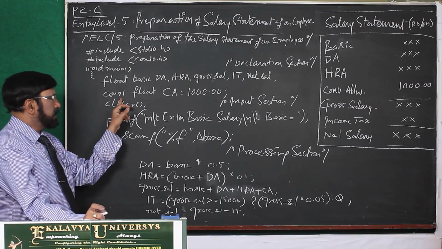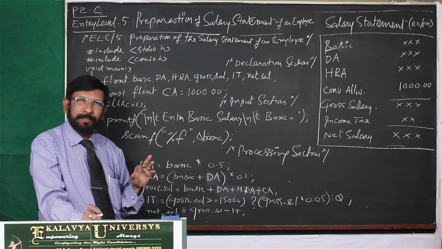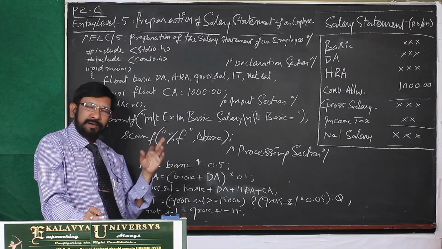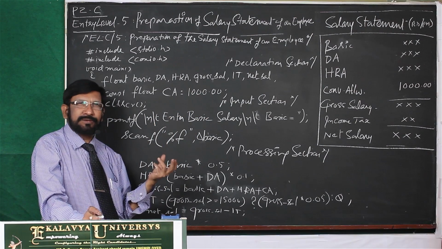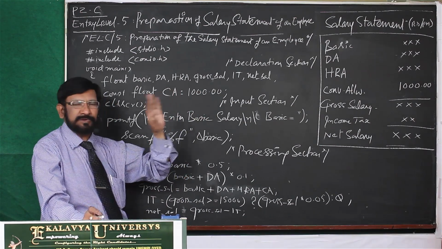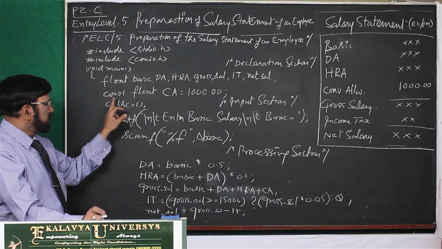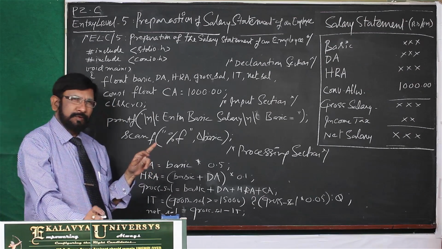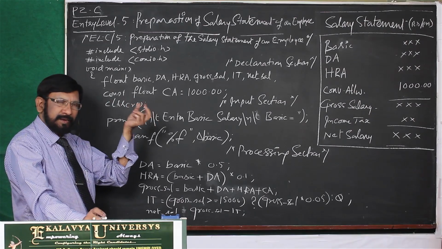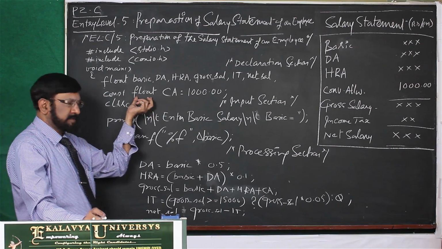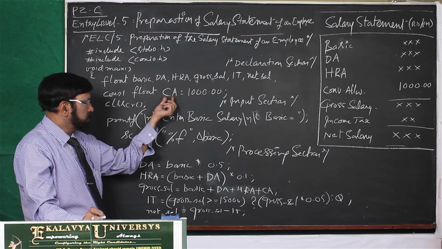Thereafter, we are declaring conveyance allowance as a constant, because it is constant for all the employees, it is fixed, it is uniform, 1000 rupees. That's why const is the keyword, and for declaring constants we use this keyword const. This is a float, that's why the float type we have used.